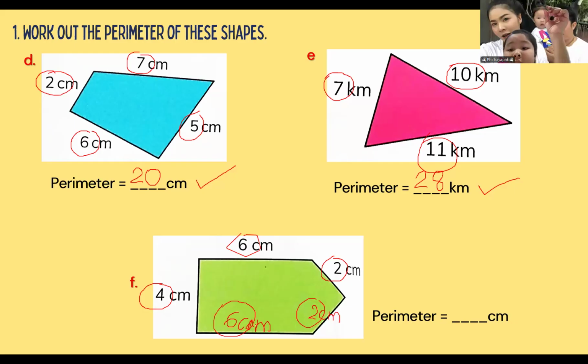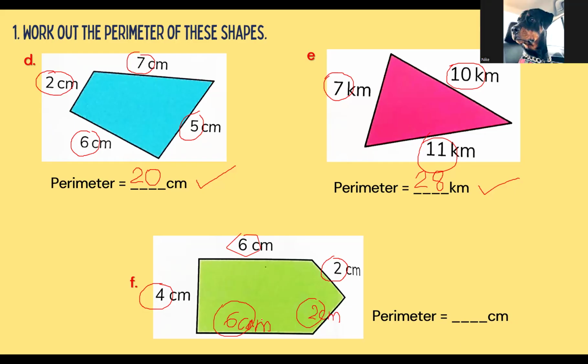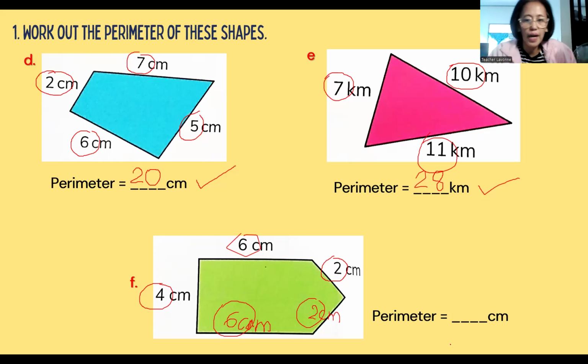The answer is 20 cm. Yes, that's right. Where I cannot see my mouse. Where is it? Okay, the answer is 20 cm. Who got it correct?